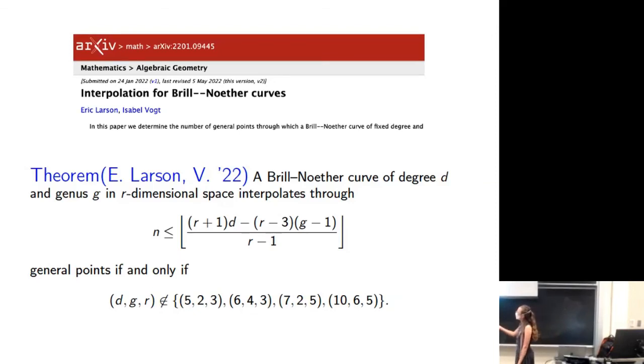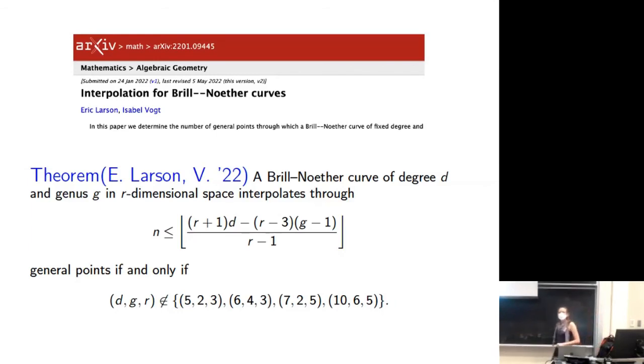Here are those 2 you just saw when r is 3: 5, 2, 3 and 6, 4, 3. And each of these has a similar counterexample in 5-dimensional space, so no counterexamples in 4. There's nothing here. This 5, 2, 3 is similar to this 7, 2, 5, and 6, 4, 3 is similar to 10, 6, 5. And there are no counterexamples after 5-dimensional space.